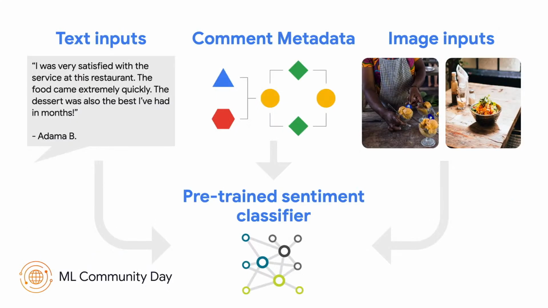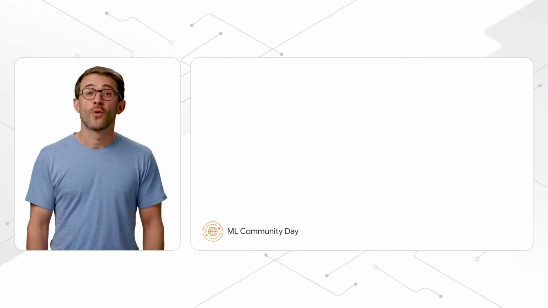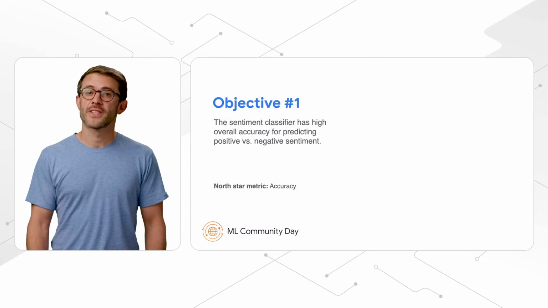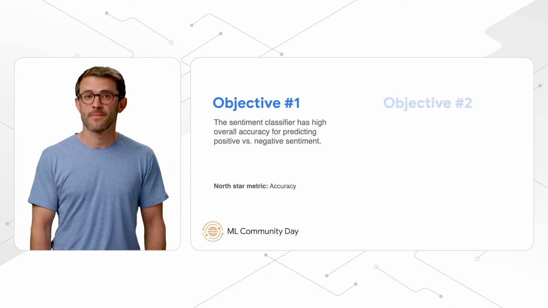As a first step, you decide to build a sentiment classifier that assesses the degree to which each customer's comment is either positive or negative toward their experience at your restaurant. The inputs to the sentiment classifier are the text body of the review, metadata, and any associated images. We have 2 main objectives. First, we want to ensure that our sentiment classifier has high overall accuracy for predicting sentiment.